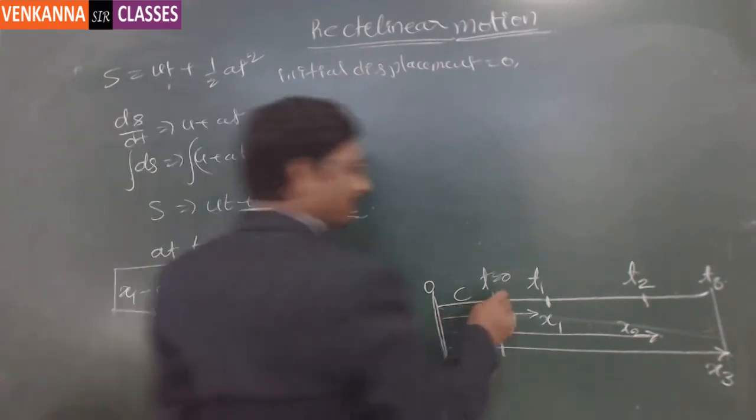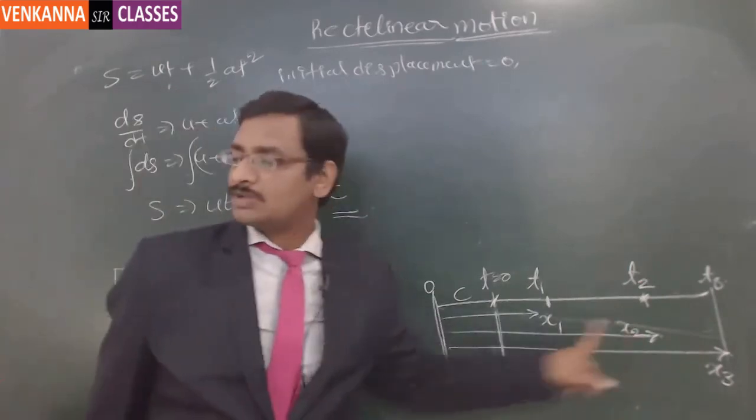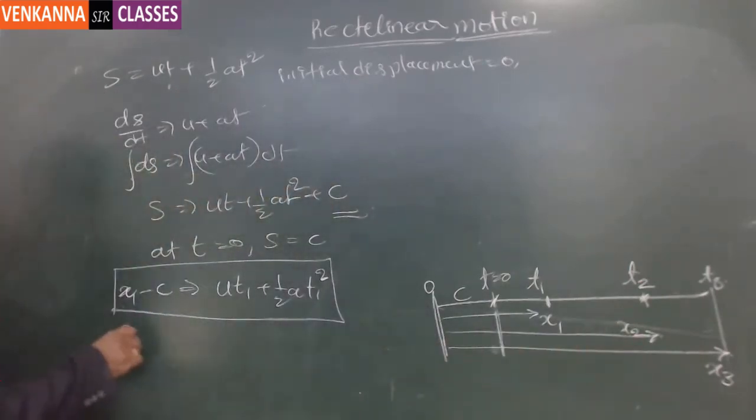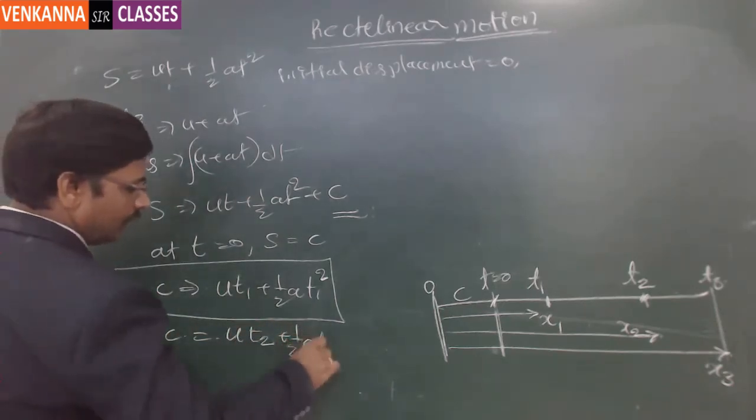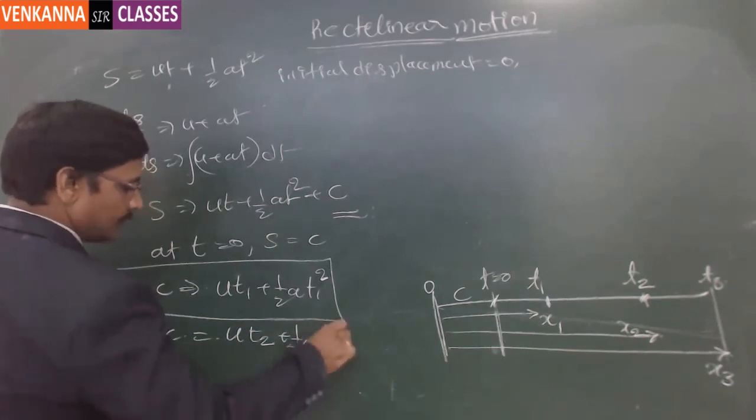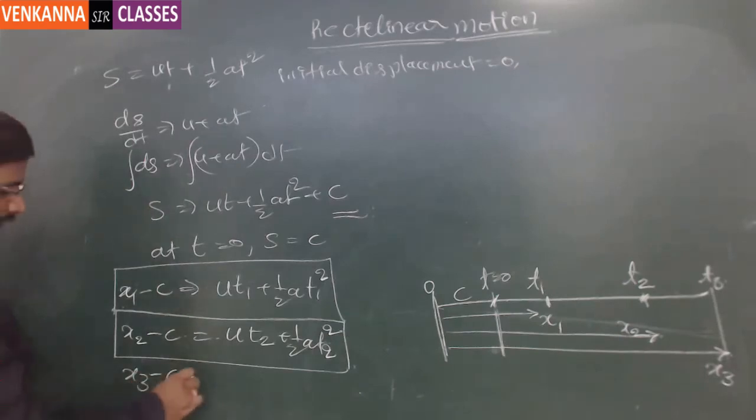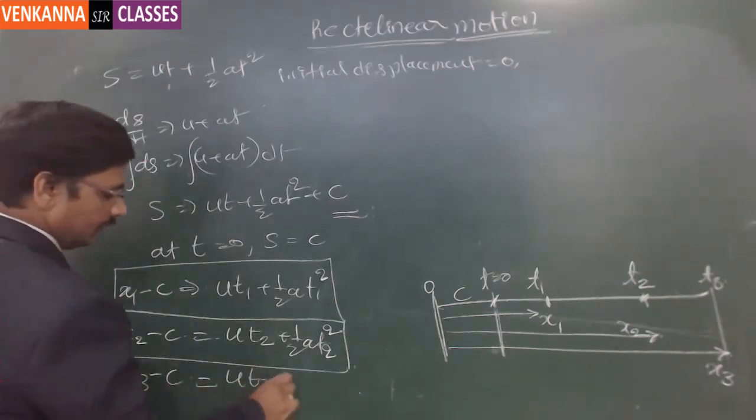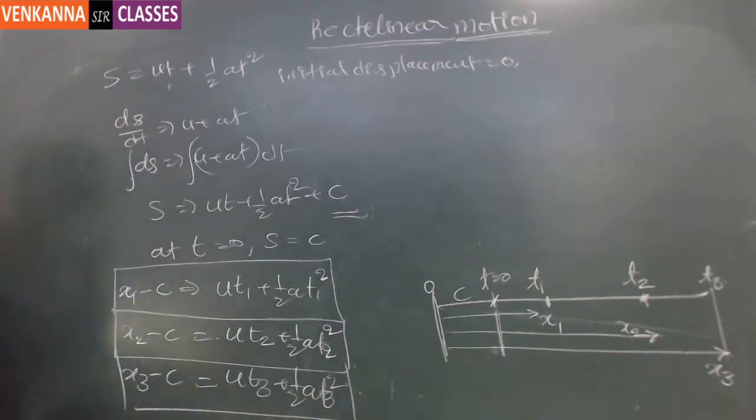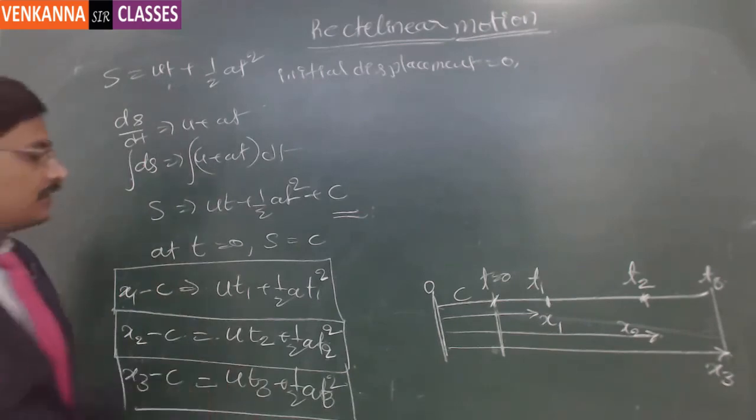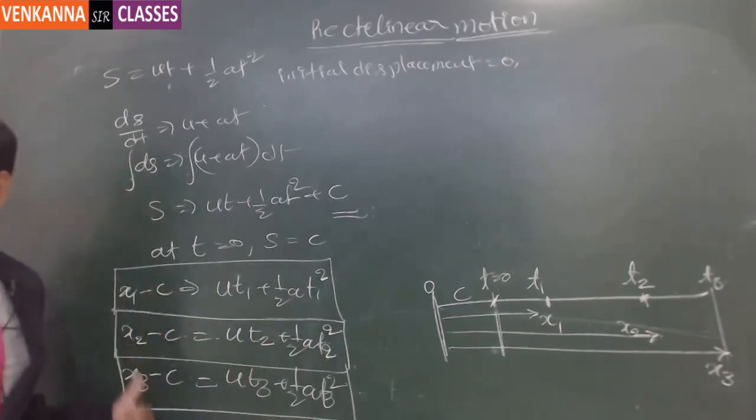Similarly, to travel from here to here, it took a time of t2 and it traveled a displacement of x2 minus c. So x2 minus c is equal to ut2 plus half a t2 square. Similarly, the third relation is x3 minus c is equal to ut3 plus half a t3 square. So these are the three relations. Now in these relations, t1, t2, t3 are in AP and x1, x2, x3 are in GP.